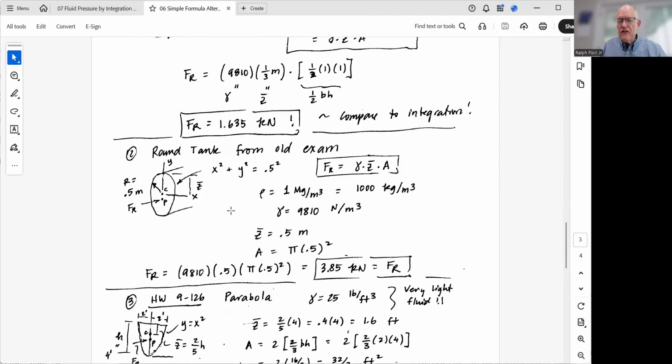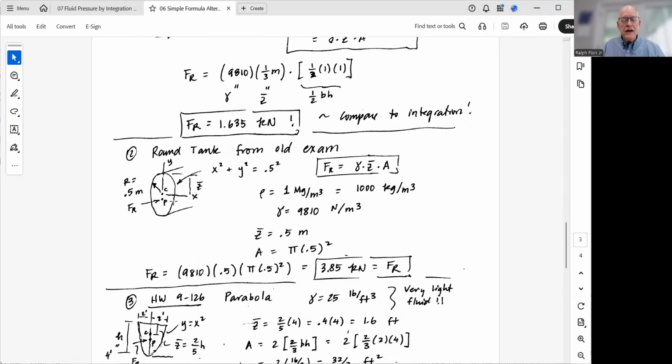Here's a round tank from an old exam. It has a radius of 0.5 meters and is centered at the origin of the XY axis. The equation is defined as x squared plus y squared is equal to 0.5 squared. And we want to find, and this is, again, the end of a tank. It's filled with water. And so we want to find the resultant force on the side of this tank.